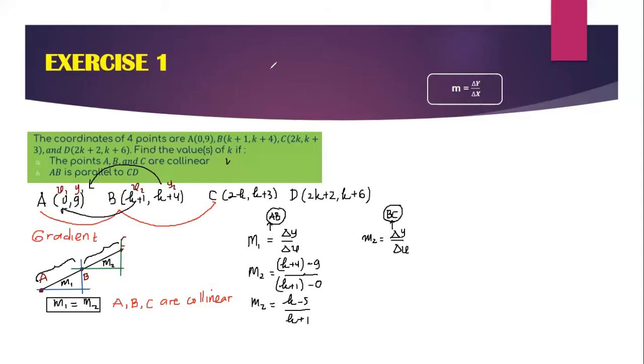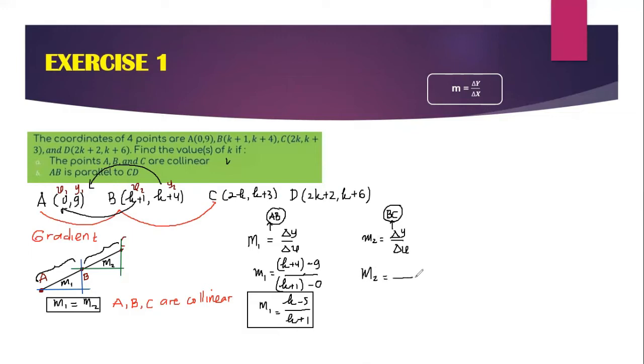Now we have the first gradient. Our first gradient is M1. Sorry for the symbol here. This is M1, okay? Clear, right? Now we're going to M2. M2 is the gradient connecting BC.